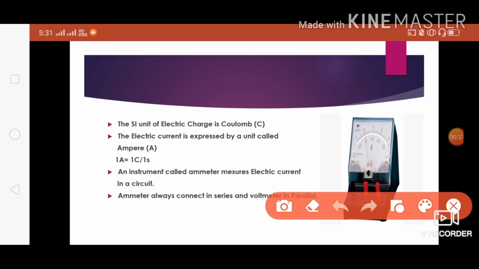Next we'll study what is the SI unit of electric charge and what is the SI unit of electric current, right? The SI unit of electric charge is coulomb. The electric current is expressed by a unit called ampere. Let us define 1 ampere. 1 ampere is equal to 1 coulomb per 1 second. That means we can say 1 ampere when 1 coulomb of charge is flowing in 1 second.